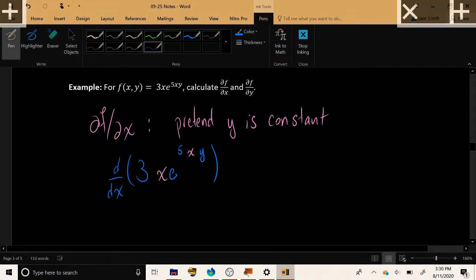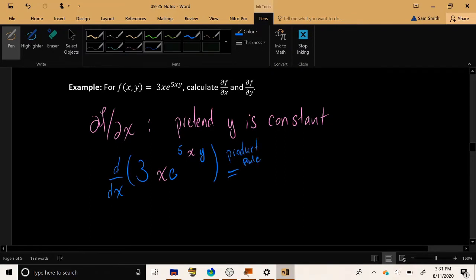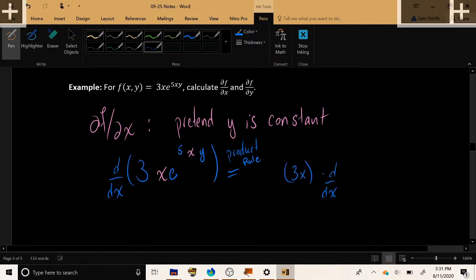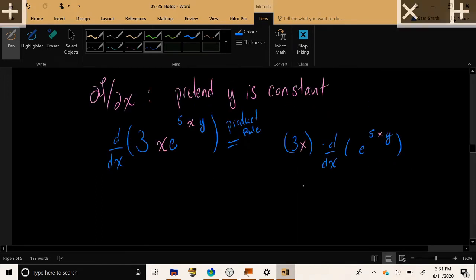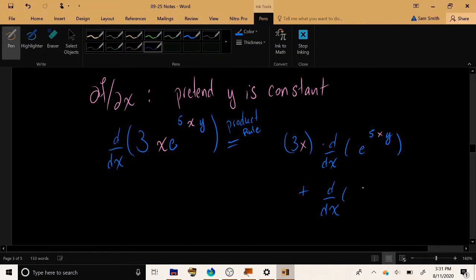Now, this expression has a product of two different functions of x, 3x times e to the 5xy, which means we're going to need to use product rule. So I'll do first, 3x, times the derivative of the second, which is e to the 5xy. And actually, since we're just getting started, I'm going to try and be a little careful about the colors here, just to really emphasize who is a constant and who is not. Now we also have a second term where we take the derivative of 3x and multiply that by e to the 5xy.